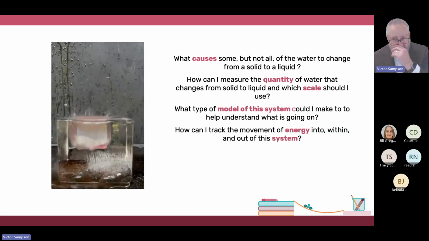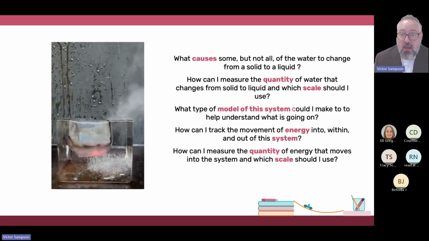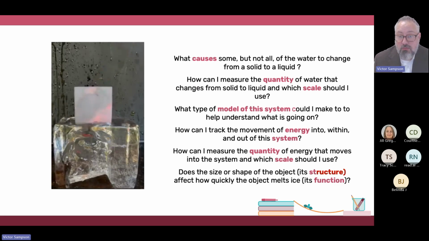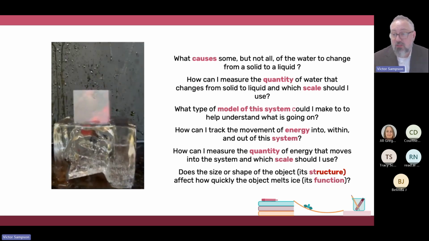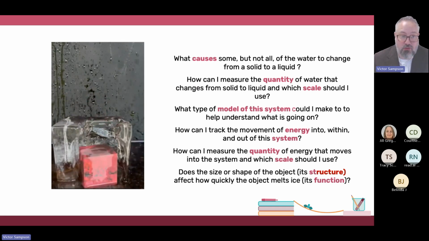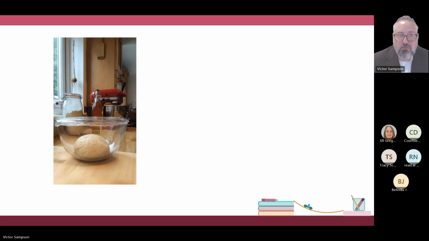How can I track the movement of energy into, within, or out of this system? How can I measure the quantity of energy that moves into the system, and which scale should I use? Does the size or shape of the object, which is a structure, affect how quickly the object melts the ice, which is its function in this case? Right? So these ideas become really useful for organizing and help you determine what to pay attention to when designing an investigation, so it's less of just investigate anything. Another example for you.